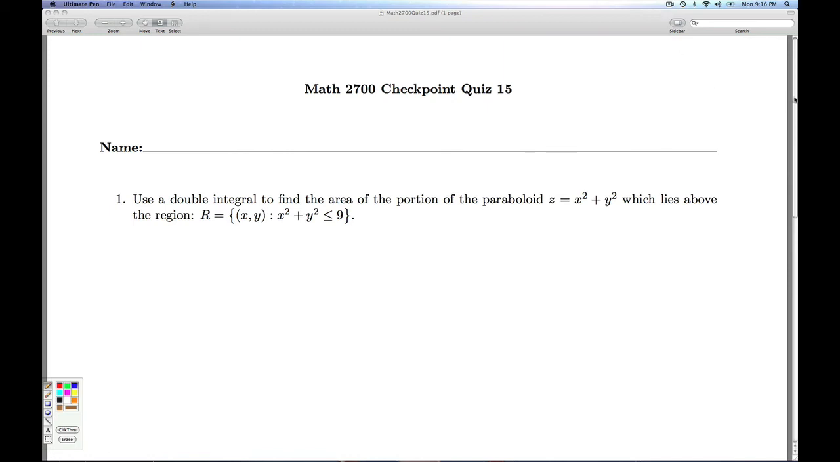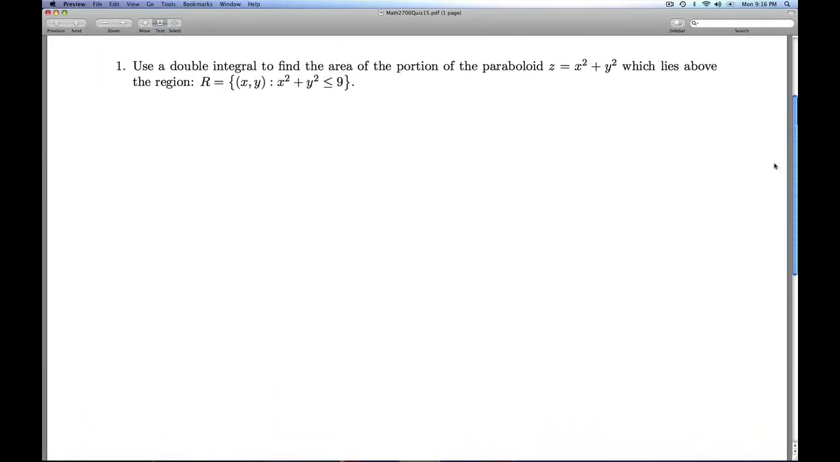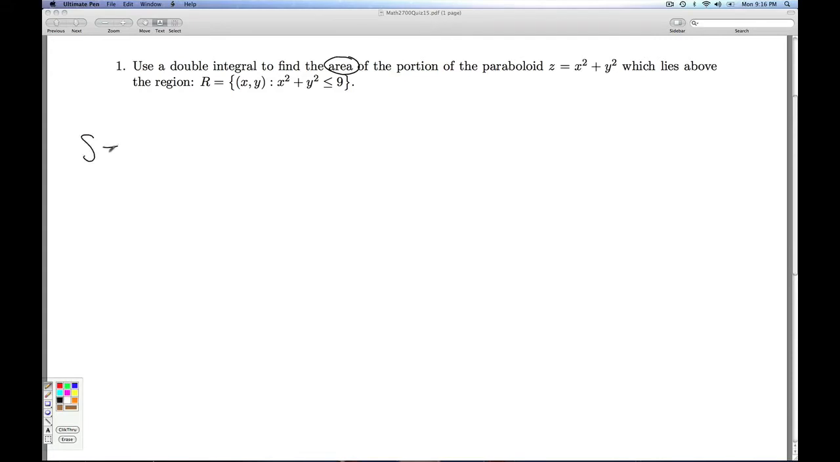Hi folks, this is Calc 3, Quiz 15. We're asked to find the area of the portion of a paraboloid which lies above a given region. So, the key word here is area. And so to find the surface area of something, we need to integrate over a region R, the surface area differential.